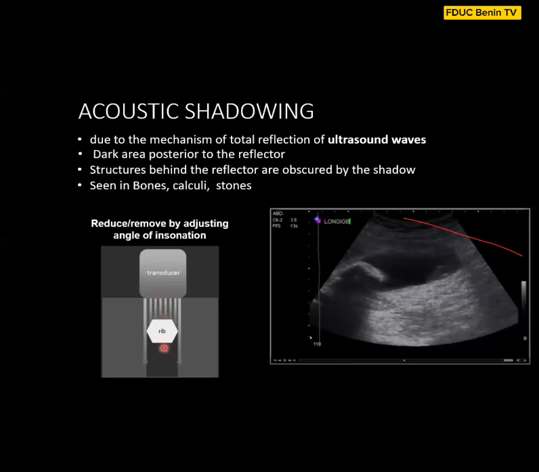So this is called posterior acoustic shadow. You can see posterior to it is very dark. This is also very important in late pregnancy, when the bone of the skull is very dense. It can hinder the visualization of some of the structures within the brain. Also the bones of the hand: when the ultrasound wave meets the bones, structures behind them will not be seen because the bones reflect all the echoes.